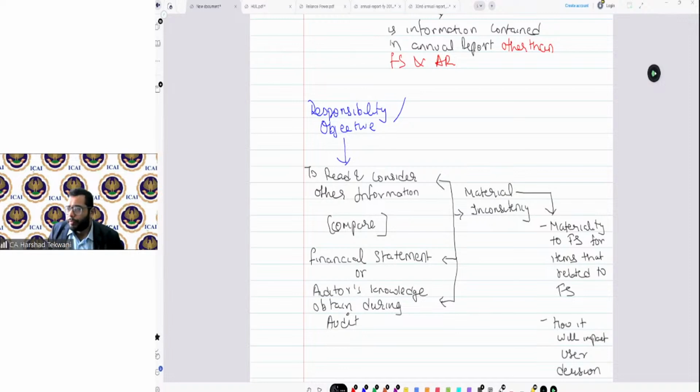Now, if there is a material inconsistency, there are again steps I need to follow, but this is how I'll identify whether there's a material inconsistency or not. Any doubt till now?